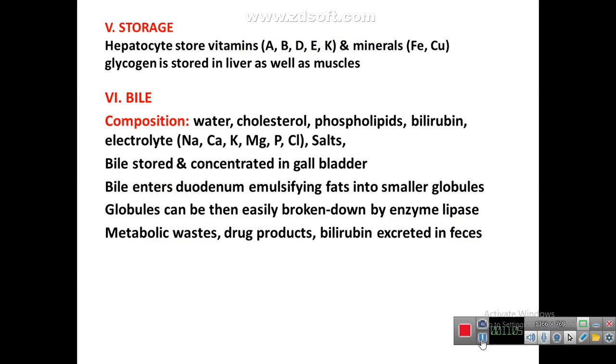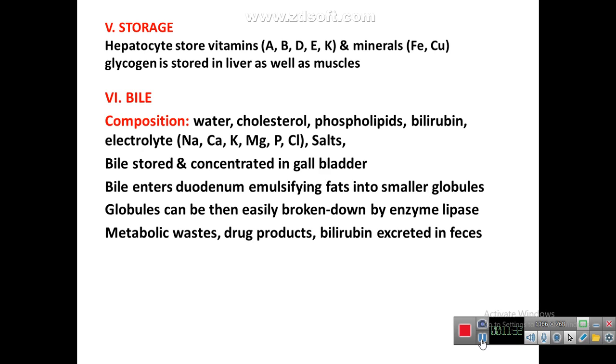Fifth function, storage. Hepatocytes, or liver cells, store some vitamins like vitamins A, B, D, E and K. Hepatocytes can also store some minerals like iron and copper. Glycogen is also stored in the liver as well as in the muscle cells. And last function of the liver, bile.